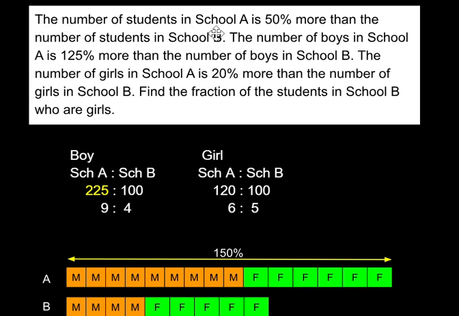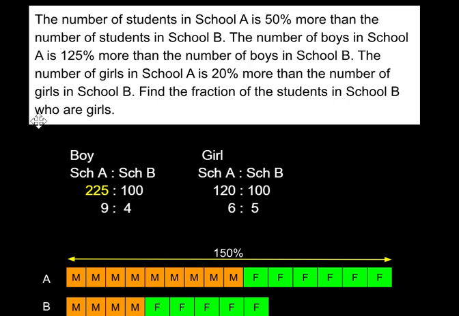The number of students in school A is 50% more than the number of students in school B. The number of boys in school A is 125% more than the number of boys in school B. The number of girls in school A is 20% more than the number of girls in school B. Find the fraction of the students in school B who are girls.